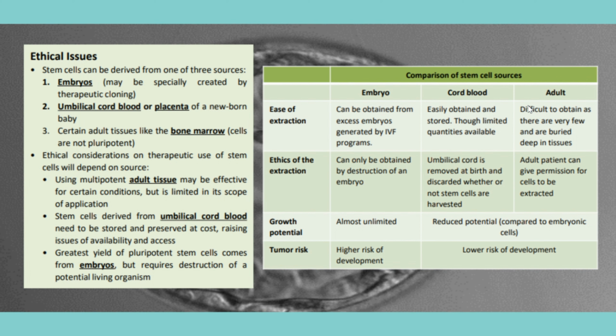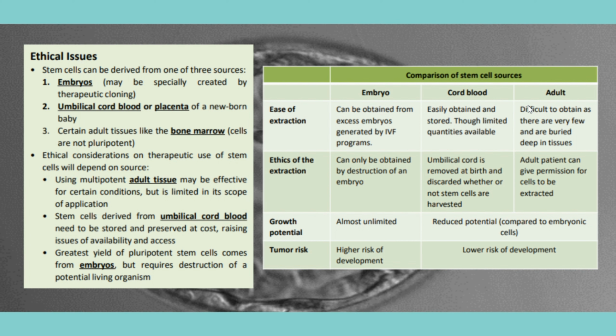Growth potential for embryos is almost unlimited, whereas for cord blood and adult tissues, they do have reduced potential as compared to embryonic cells. And for tumor risk, because they can grow almost unlimitedly, they have an extremely high risk of tumor development, which can also lead to cancer, whereas it's much lower for cord blood and adult tissues.